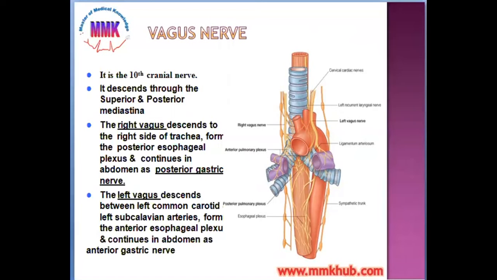Vagus nerve. Vagus nerve is the 10th cranial nerve. It descends through the superior and posterior mediastinum. The right vagus descends to the right side of the trachea and forms the posterior esophageal plexus and continues in the abdomen as the posterior gastric nerve. And the left vagus nerve descends between the left common carotid and left subclavian arteries. It forms the anterior esophageal plexus and continues in the abdomen as the anterior vagus nerve. So the left vagus nerve, when it enters the abdomen, forms the anterior gastric nerve, and the right vagus nerve, when it enters the abdomen, forms the posterior gastric nerve.